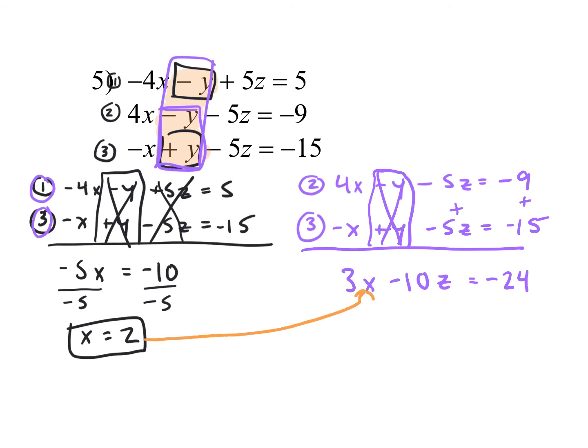So it's kind of like a puzzle, but you can't go 2 steps ahead. You have to find one piece at a time, and then if you have one answer, you can plug it into an equation with 2 variables. If you have 2 answers, you can plug it into an equation with 3 variables. So you can only solve for one variable at a time. So we're going to plug in 2 into x. So 3 times 2 minus 10z is equal to negative 24.